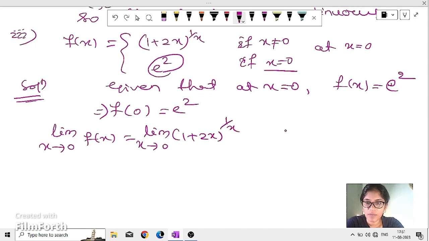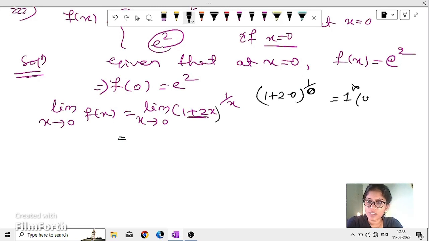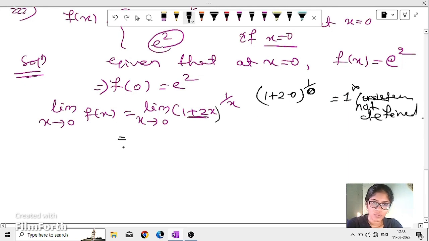Now put the value in the limit: x equal to 0, 1 plus 2 into 0 to the power 1 by 0, which is equal to 1 to the power infinity, which is an indeterminate form. So there was a formula for 1 to the power infinity.